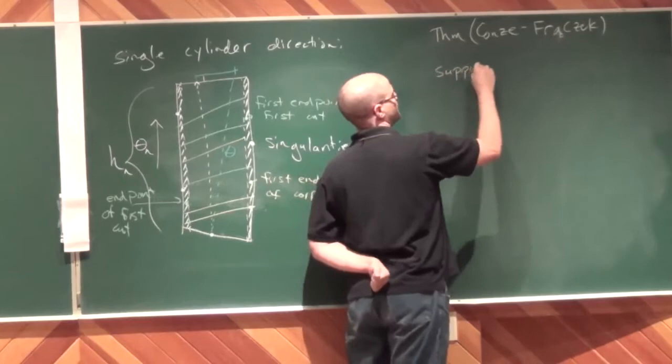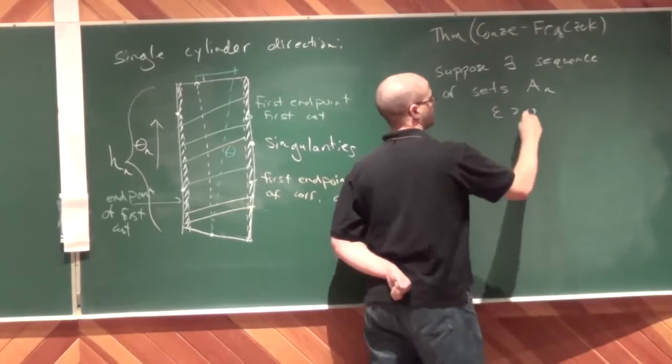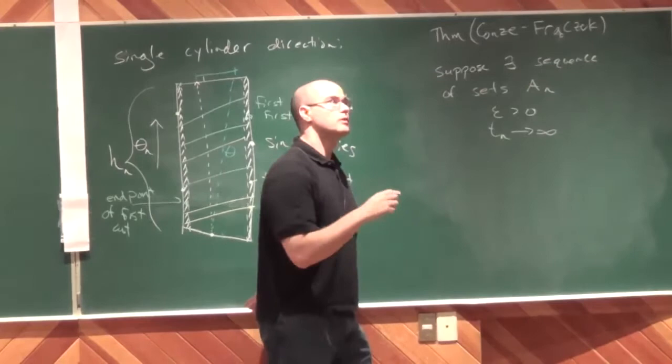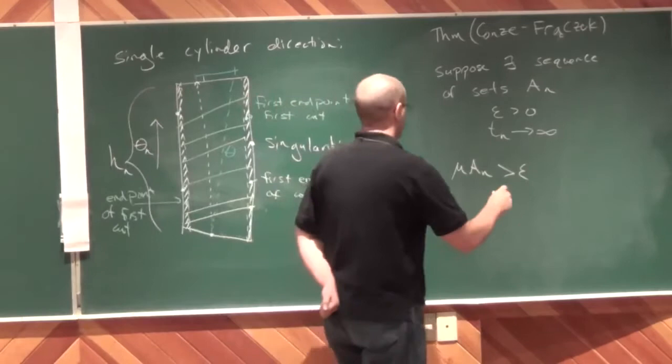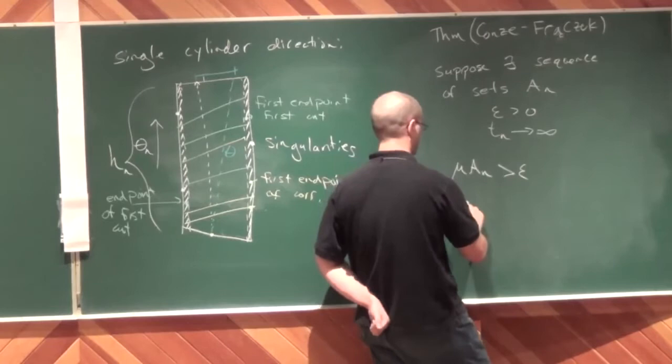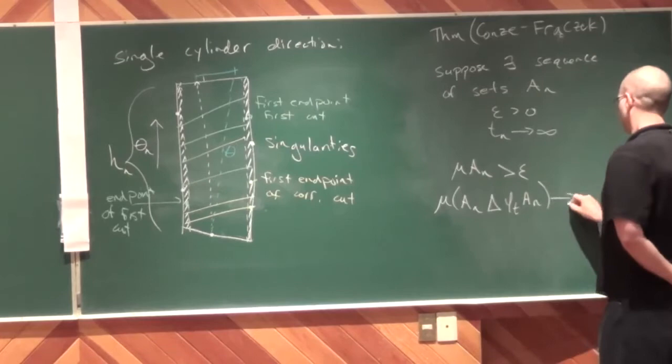Suppose there exists a sequence of sets, An, and an epsilon, which is positive, times Tn, which are going to infinity, so that the measure of all the An's is at least epsilon, so their measure is bounded away from zero. And the measure of the symmetric difference of An and phi t of An goes to zero for any fixed t.